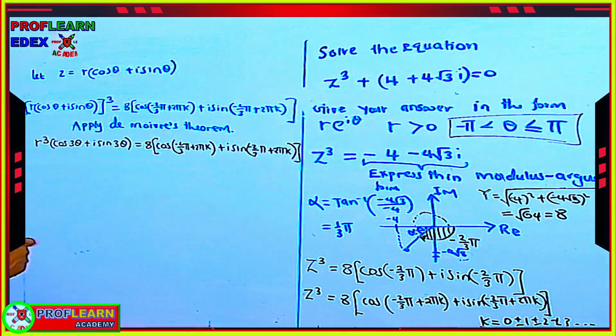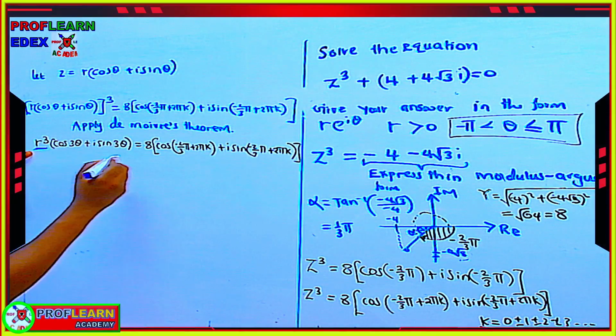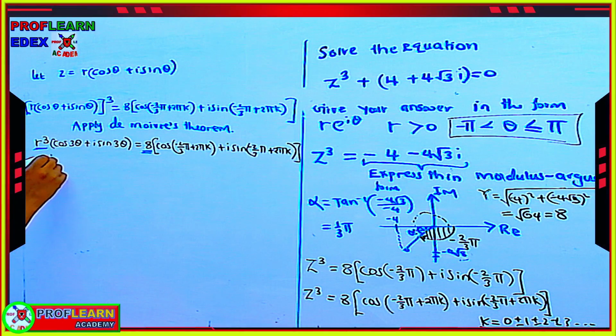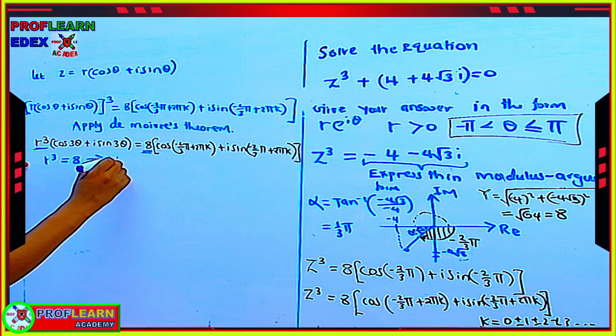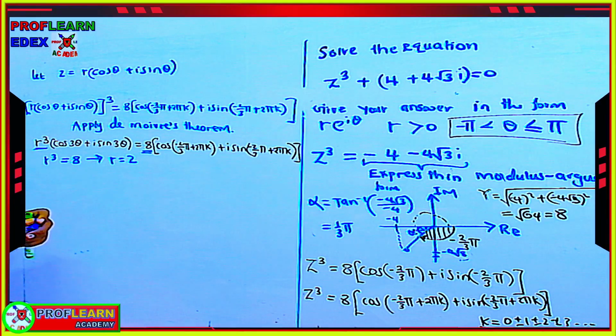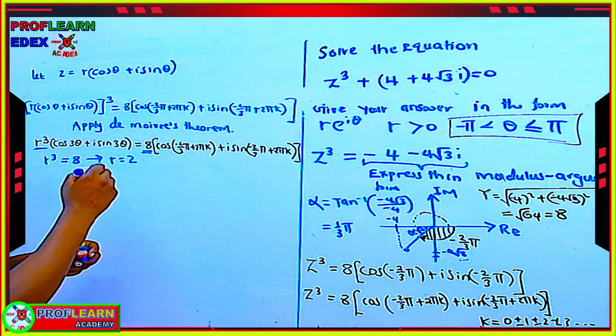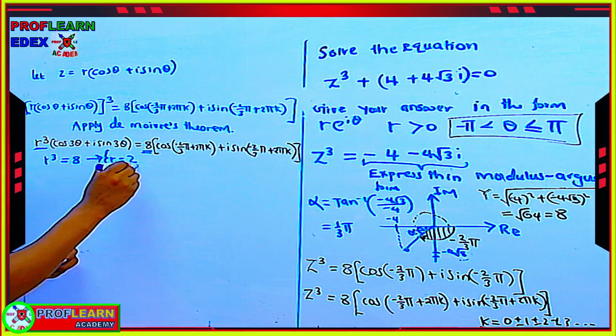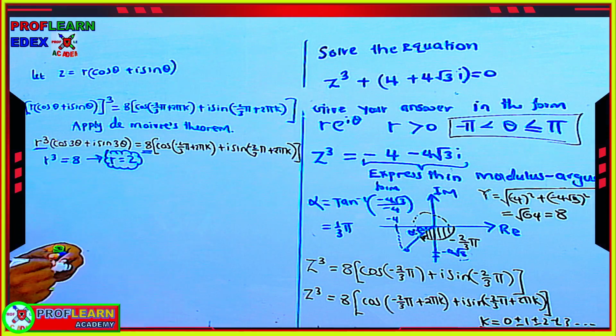So in this case, now we can equate this to this part, so that r to the power 3 equals 8, which implies that our r is equal to 2. So that is the first beautiful answer we have that is going to enable us to work out these questions.